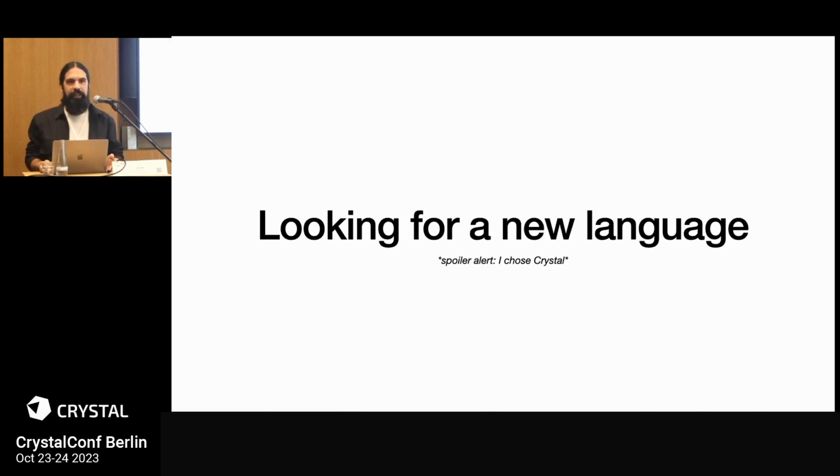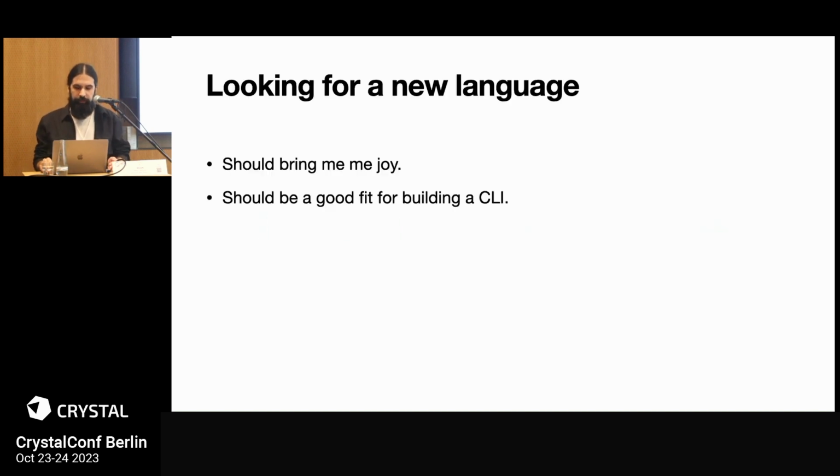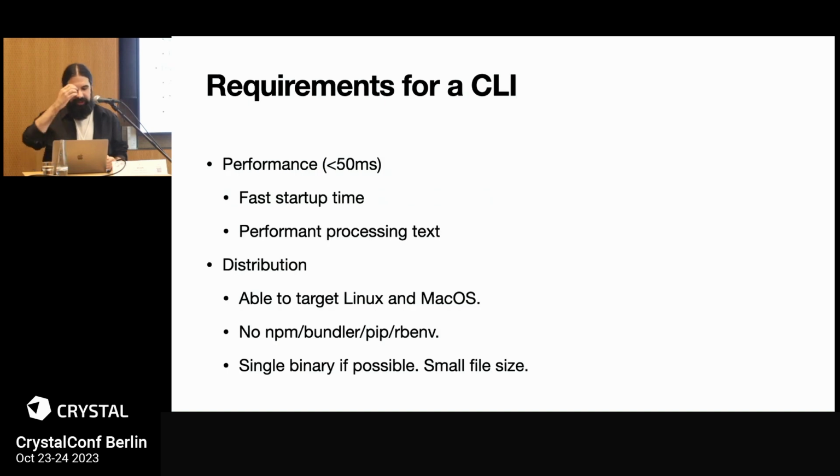I had some ideas in mind for this language. First, it should bring me joy, because I had PTSD from Bash, and it should be a good fit for building a CLI. That means performance: it should be fast enough. This means two things: a fast startup time, so the basic hello world should be super fast. If it takes 30 seconds for a hello world, that's already too much, because then I will have very little room to work on what the plugin needs to do. And it needs to be fast in general, performing the computation.